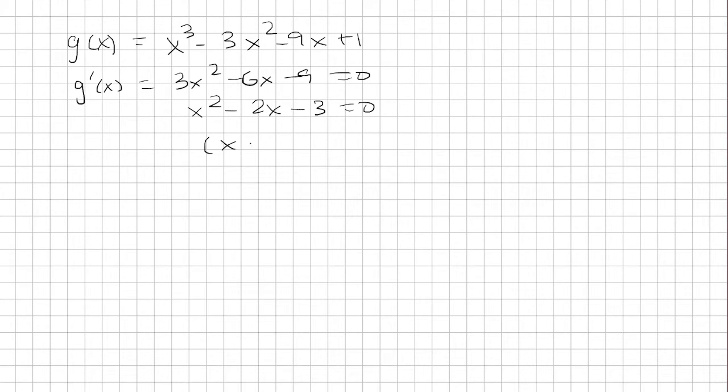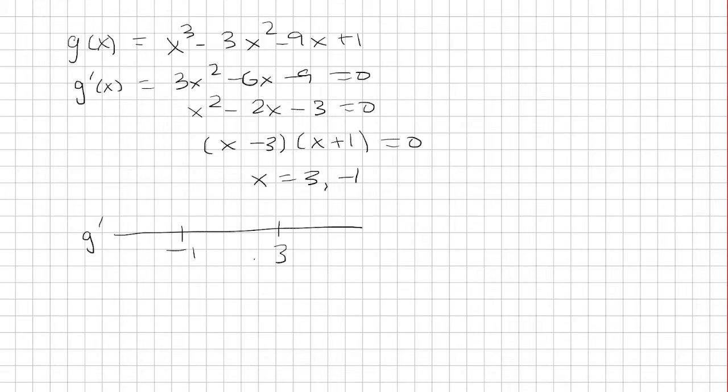And so we can factor this out and get that x equals 3 and negative 1. These are our critical numbers. To see when the function is increasing or decreasing, we'll plot our critical numbers here and then just find a value to the left of negative 1, which is like negative 2, and then 0, and we'll say 4.